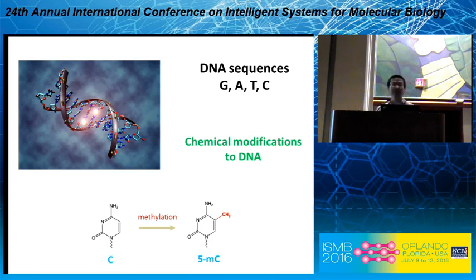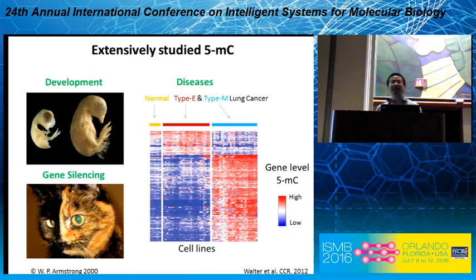Here the 5 means that the methyl group is added to the 5th position of the cytosine base, right? 5-mC has been extensively studied in many eukaryotic species. For example, 5-mC plays a very important role in healthy development and also in the gene silencing of vertebrates. And even more excitingly, for many human diseases, people often observe differential methylation patterns between the normal cells and the disease cells.